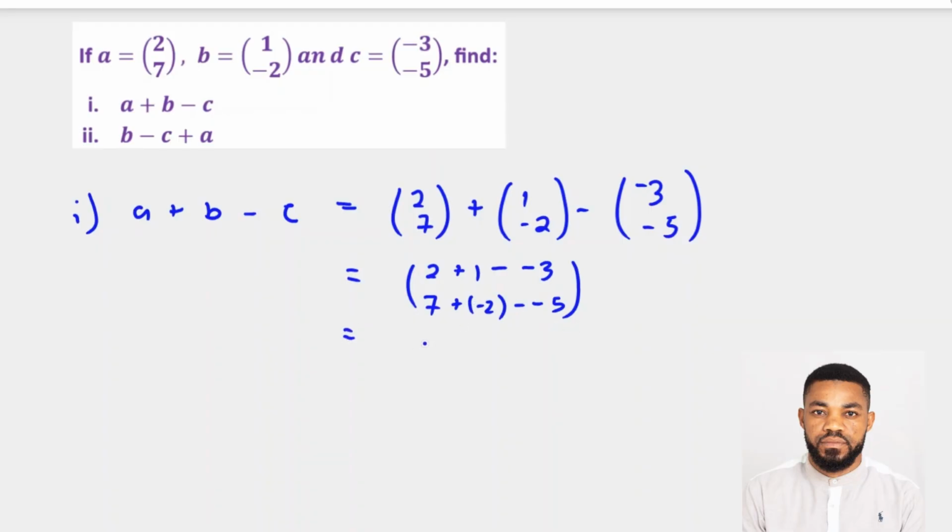So how do we simplify this one? This is basic arithmetic. So we are going to get 2 plus 1 is 3, minus negative 3 means plus 3. We come to the y component, and we have 7 plus negative 2. That's the same as 7 minus 2. That will give me 5. Minus negative 5 is going to be plus 5. So this is what I'll be getting at the end. 3 plus 3 will give me 6. And 5 plus 5 is going to be 10. So that is how we can find the first one. Let's get the second one here.